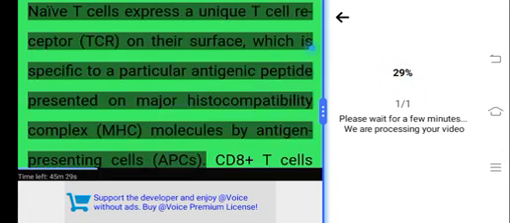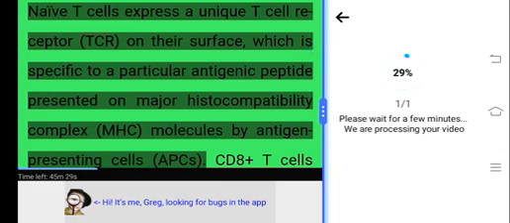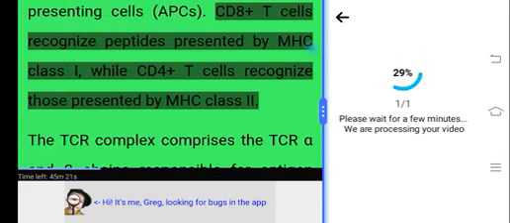Signal 1. Antigen recognition. Naive T cells express a unique T cell receptor (TCR) on their surface, which is specific to a particular antigenic peptide presented on major histocompatibility complex (MHC) molecules by antigen-presenting cells (APCs). CD8 plus T cells recognize peptides presented by MHC class I, while CD4 plus T cells recognize those presented by MHC class II.